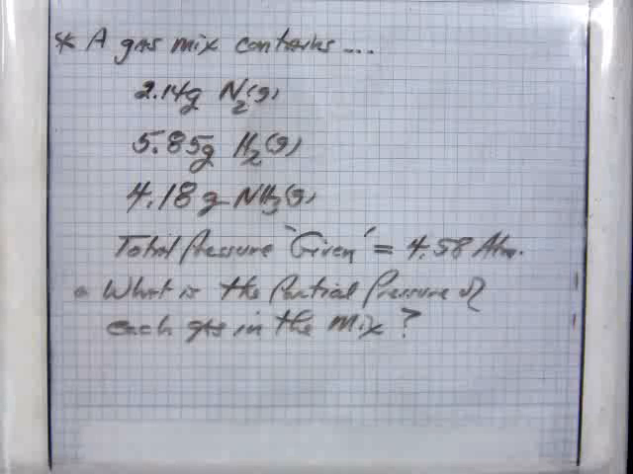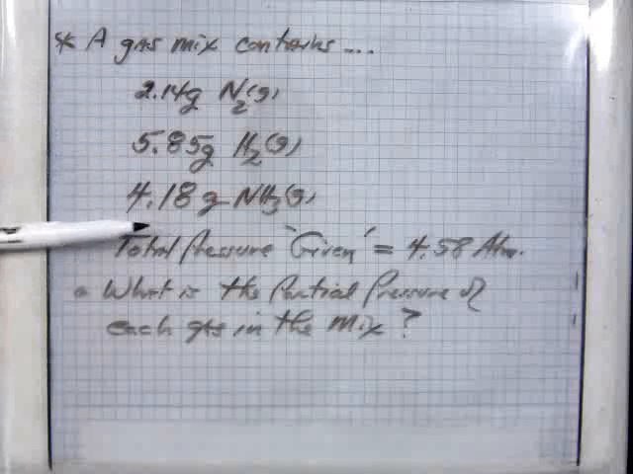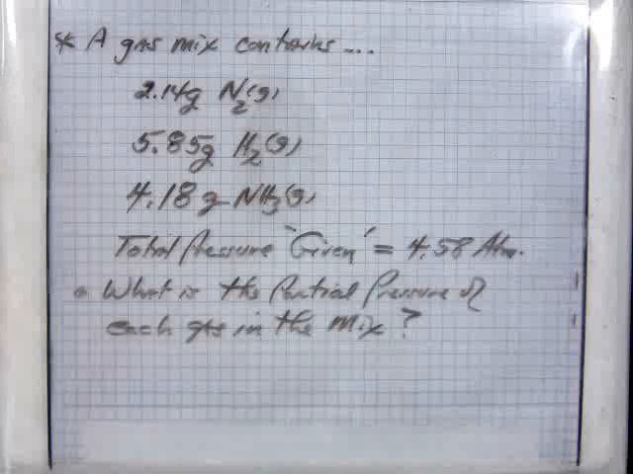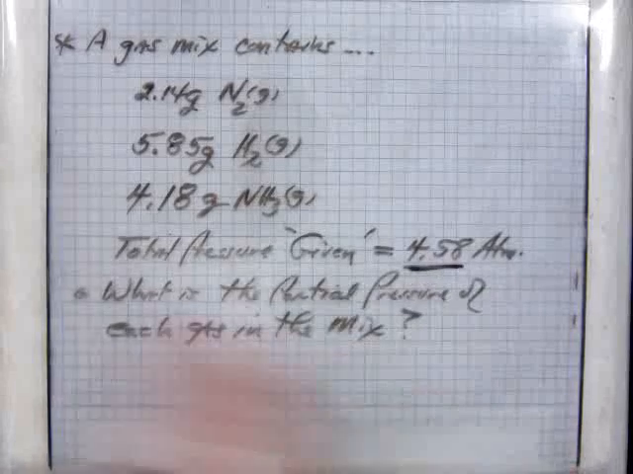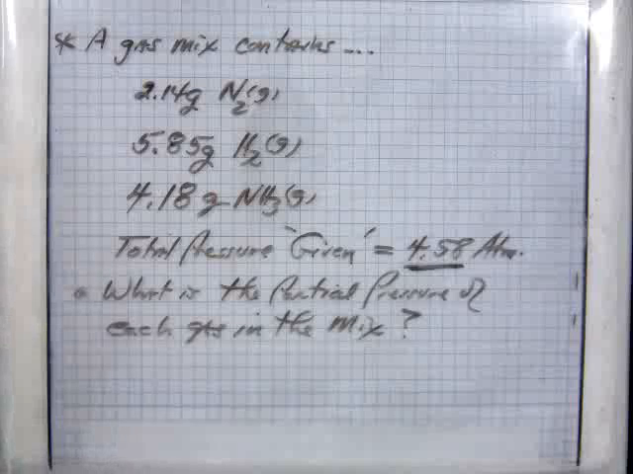Please jot that down, and it's very straightforward if you compare it with what we've just done. The gases are given in grams. Well, what does that tell you? It tells you that you first need to convert to moles, and then add up the moles, and there's your denominator, and then you can get each mole fraction. And then you're given the total pressure down here. So the mole fraction of each component times the total pressure will give you each component's partial pressure.